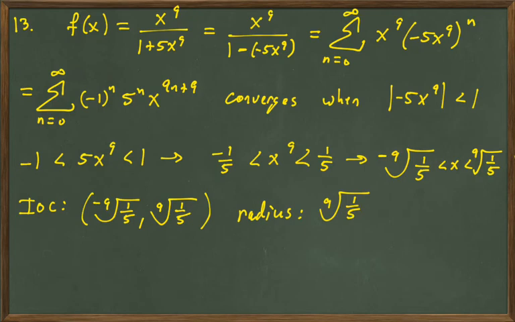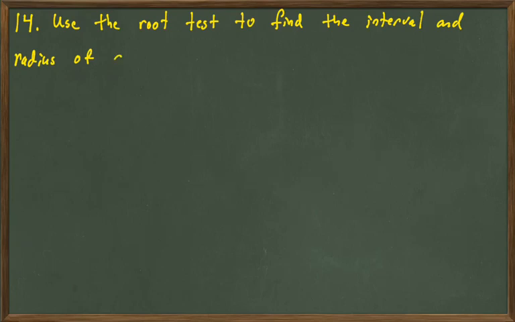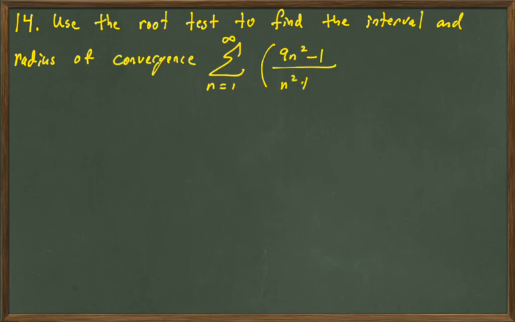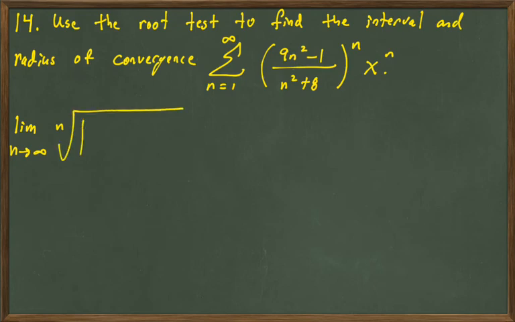Okay. All right, got one more example here, just an example of using the root test for finding the interval and radius of convergence. Okay, so we're going to use the root test to find the interval and radius of convergence for this series here. The sum n equals 1 to infinity of 9n squared minus 1 divided by n squared plus 8, that whole thing to the nth power times x to the n. So we're going to look at using the root test. So the limit as n goes to infinity of the nth root of the absolute value of 9n squared minus 1 over n squared plus 8, that's raised to the nth power, and then times x to the n.